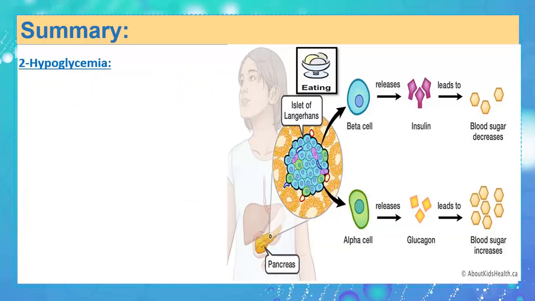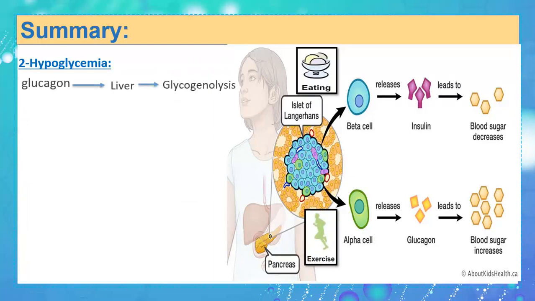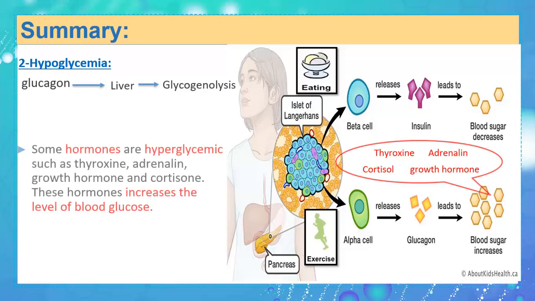On the contrary, during hypoglycemia, as an example, after a certain exercise, glucagon triggers the liver to undergo glycogenolysis. Some hormones such as thyroxine, adrenaline, cortisol, and growth hormone have the same effect as glucagon. They are hyperglycemic hormones. They increase the levels of blood glucose.